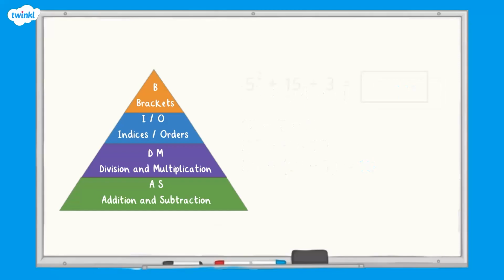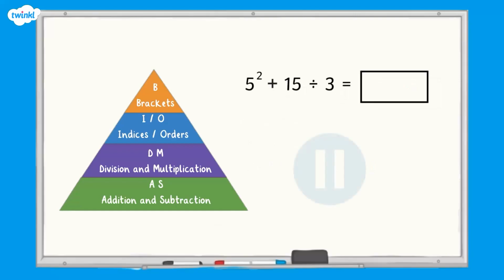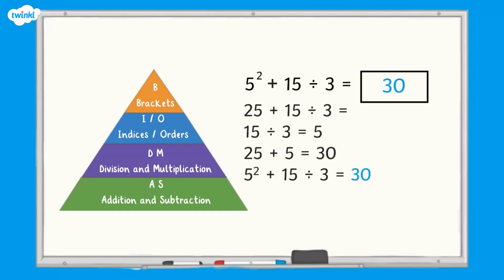5 squared, add 15 divided by 3. This calculation has indices, so we do that first. 5 squared equals 25, so we replace the 5 squared with 25. We are left with an addition and a division. Division comes above addition in the triangle, so we do that bit first. 15 divided by 3 equals 5, so we are left with 25 add 5, which equals 30.